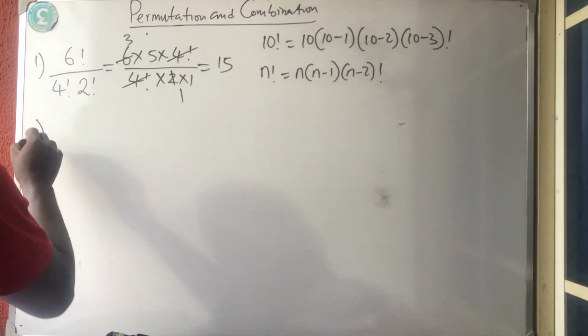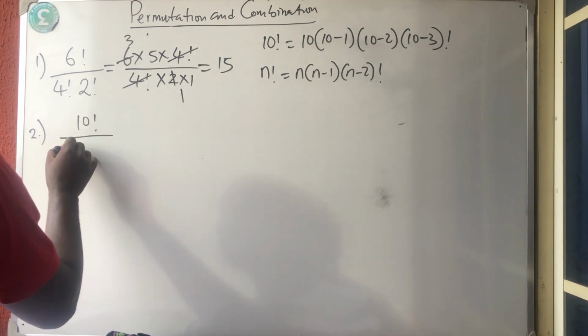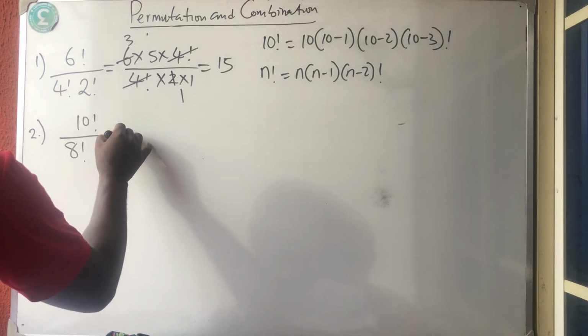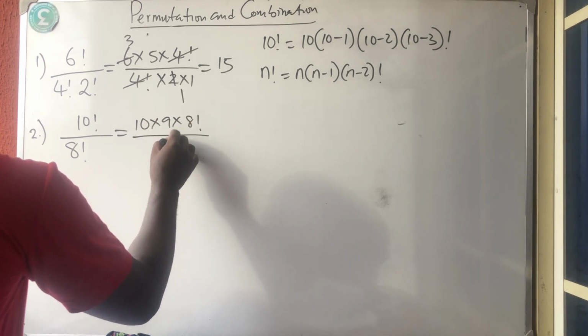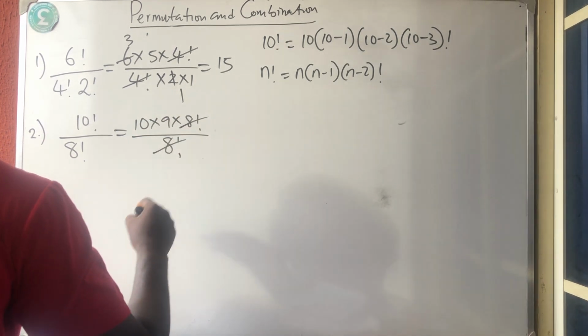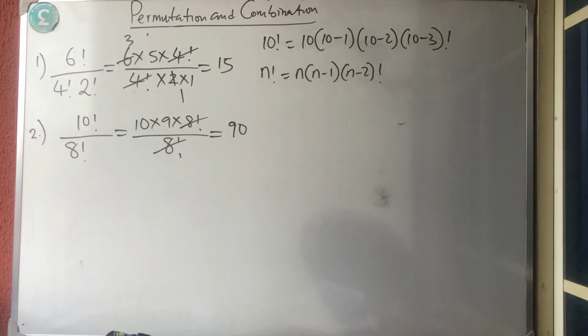Number 2 says I have 10 factorial all over 8 factorial. Very simple. Just say 10 times 9 times 8 factorial all over 8 factorial. 8 factorial will cancel 8 factorial. So I'm left with 10 times 9, which is 90. As simple as that.